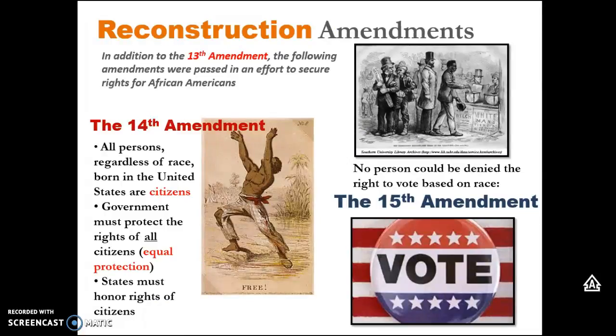So several other amendments will be added. We already had the 13th, and then the 14th is going to be your Citizenship Amendment, and the 15th is going to give African American males the right to vote.